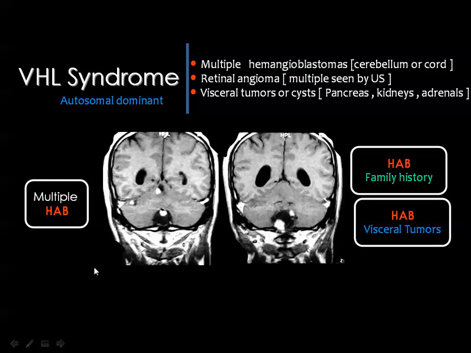Then you see in this particular example, and I have shown it before, you can see 3 hemangioblastomas in the cerebellum. There is a cystic lesion with 2 enhancing mural nodules, another one, and a third one. And you remember that the nodule may be large enough to occupy the whole cavity of the cystic component.